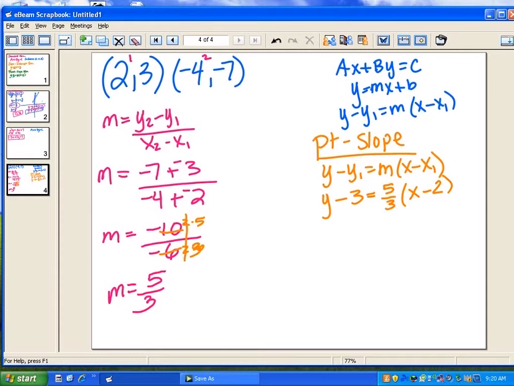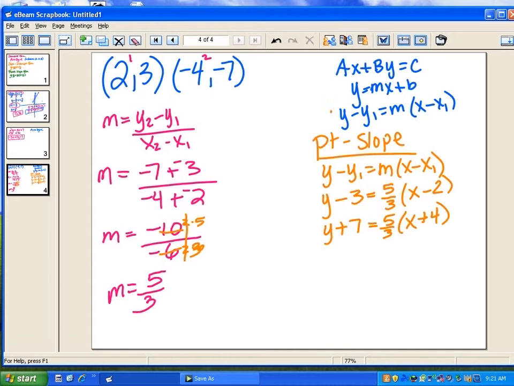What do you think, Aditi? If I used point 2, what would my equation be? Y plus 7 equals 5/3 times the quantity of x plus 4. Good. So there's point slope form. Got 2 equations. Okay? Now, I'm done with this guy.